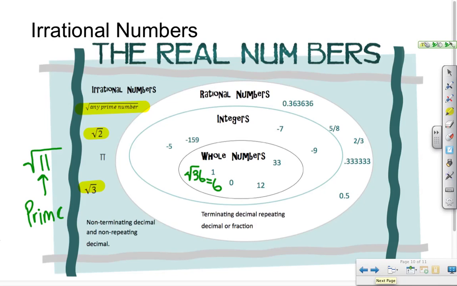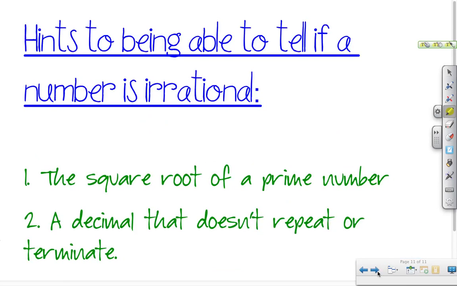The other irrational numbers that we're going to have are things like pi, decimals that don't terminate and never repeat. Pi goes on forever, 3.14159, on and on forever. So that's why pi fits in the irrational number category here. And again, to tell if a number is irrational, number one, check if it's the square root of a prime number, or if it's a decimal that doesn't repeat or terminate.